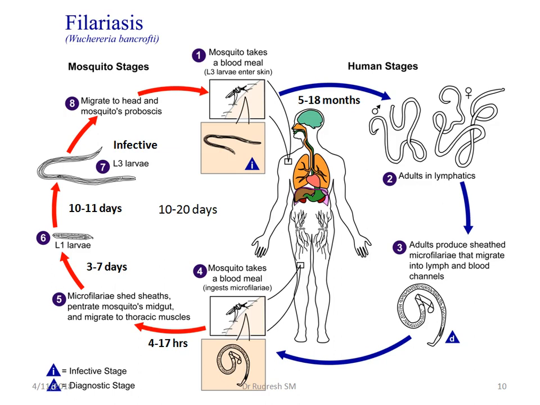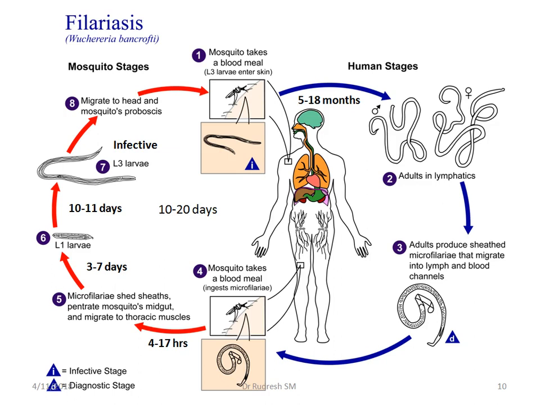In the thoracic muscles, they become short sausage forms with a short tail, called the L1 larva. The L1 larva will molt many times and lose all its sheaths, and around 3 to 7 days it becomes the L2 larva, and at the 10th to 11th day it becomes the L3 larva, which is actually infective. All these moltings from L1 to L3 take place in the thoracic muscles of the mosquito.